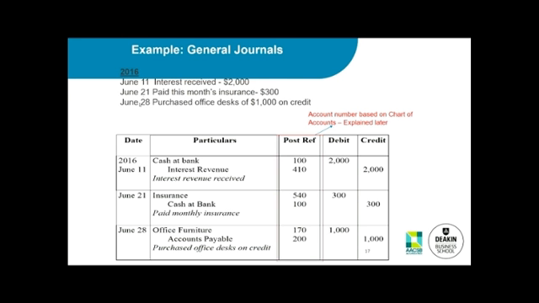The final one is the purchase of office desks for $1,000 on the 28th of June. So we debit our asset, office furniture, with $1,000 and credit the account payable with the same. The office furniture is an asset, so that's increasing, so that's why it's a debit. And the account payable is a liability because we owe money on the desk. We haven't paid for them yet. So we create a liability of $1,000 as an amount that we will settle in the future.